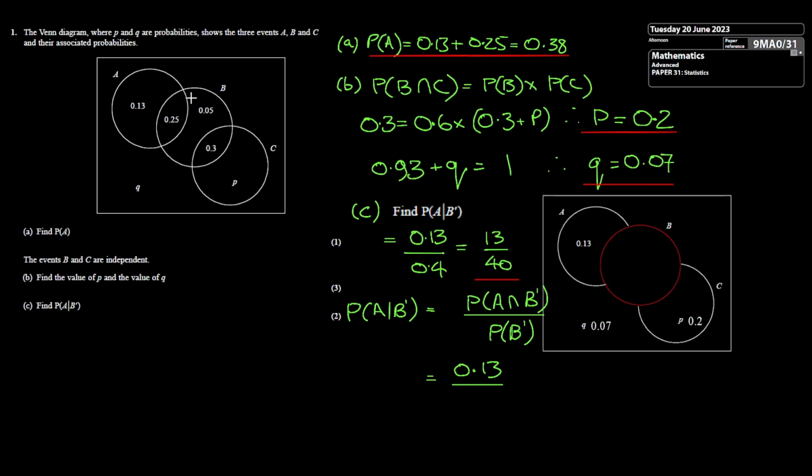Well, the probability of not B is the addition of all these satellite probabilities, and this will be the addition we've done before, which is 0.13 plus 0.07 plus 0.2. So this again comes to 0.4, which replicates our answer up here of 13/40. So both methods can work.